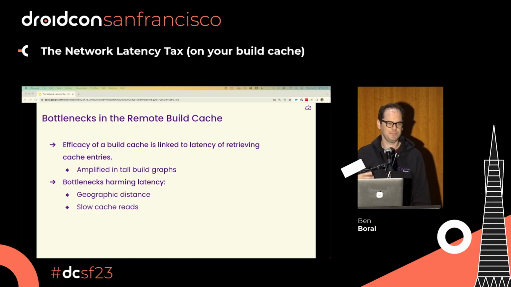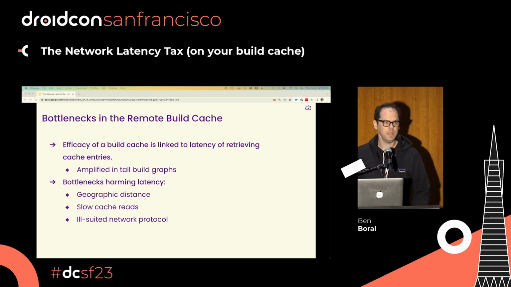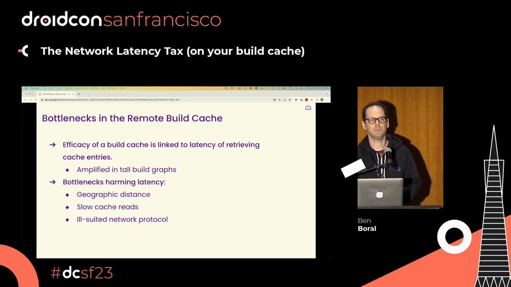The next is how fast are the reads, right? So you're storing these task outputs, these cache entries in a persistent storage somewhere. How fast can you pull that and send it on the network? And then the third is the network protocol. Whenever you use a build cache, there's a typical access pattern associated with that, and so we can apply the best network protocol to that access pattern.